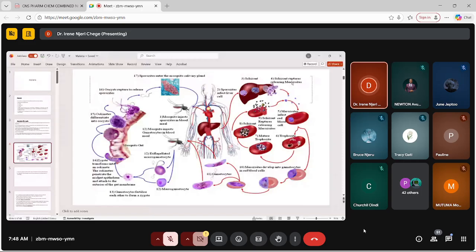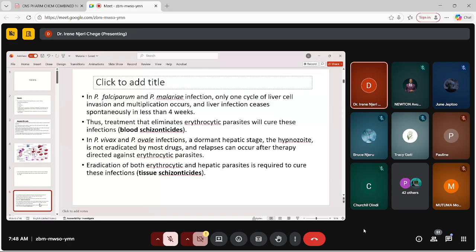So here, in P. falciparum and P. malariae, only one life cycle of liver cell invasion and multiplication occurs, and liver infection ceases after 4 weeks. So we are saying in this life cycle, the one on the right, that in P. malariae and P. falciparum there's only one cycle of multiplication in the liver. After 4 weeks, it stops. So the treatment to eliminate this stage is what we're calling blood schizonticides. When we start referring to the drugs, we'll talk about blood schizonticides.